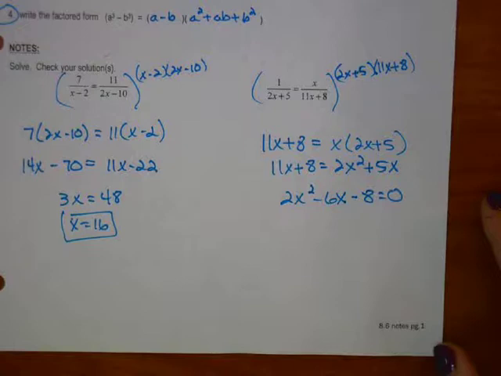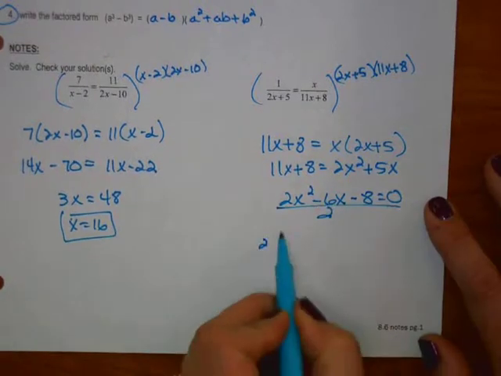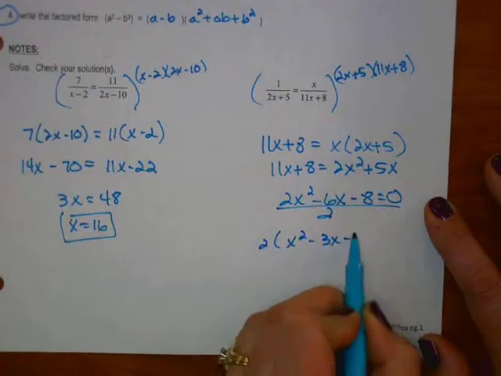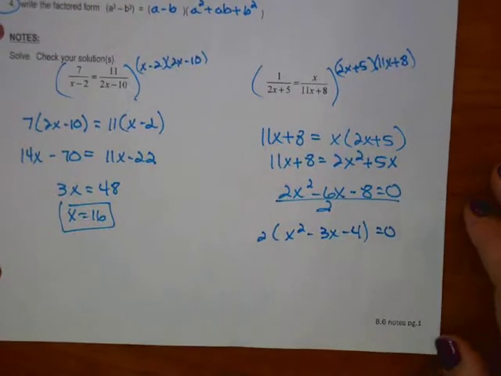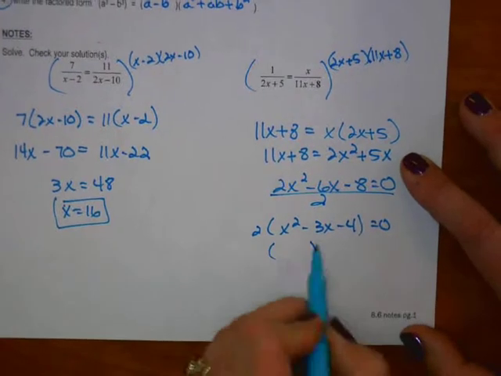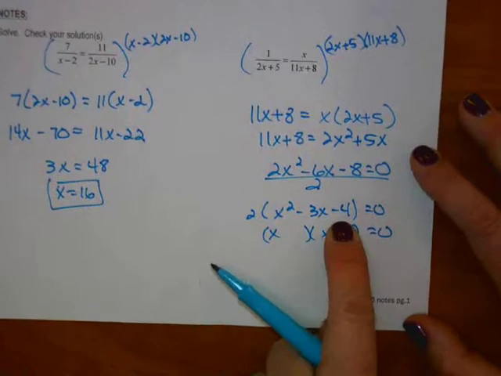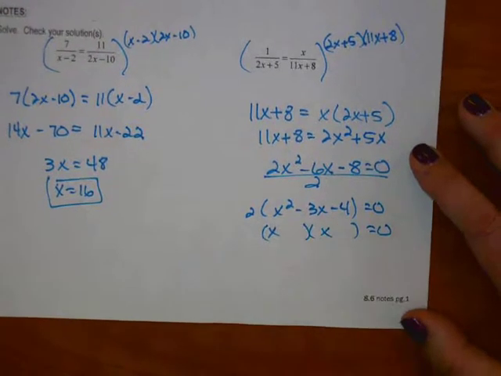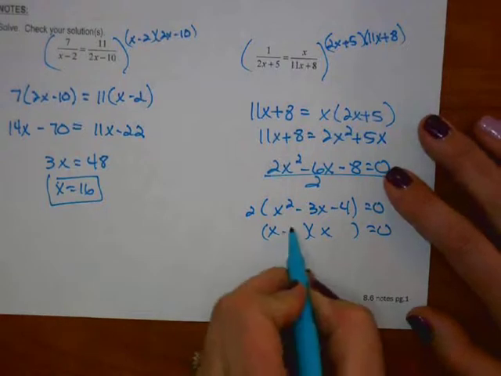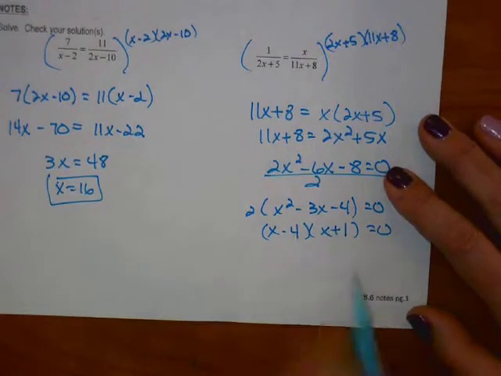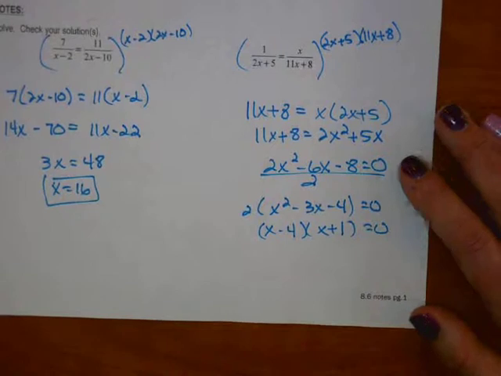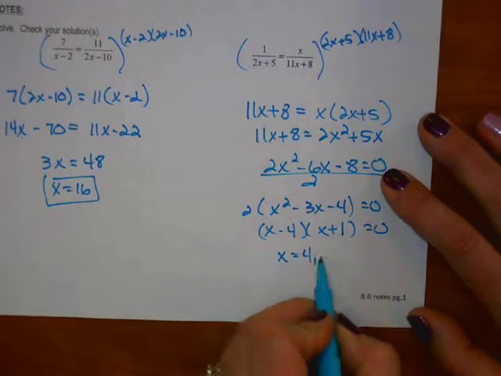Okay, instead of jumping in and factoring right now, what should we do first? Divide by 2. And then it becomes easy to factor because a is 1 now. So I just do my empty binomials, x and x. Factors of negative 4 that add to negative 3. Negative 4 and 1. Then my solutions would be 4 and negative 1.